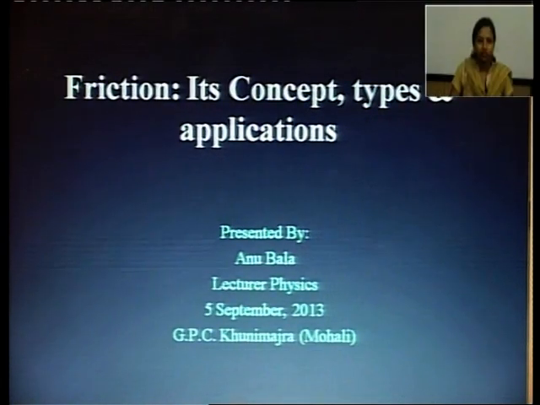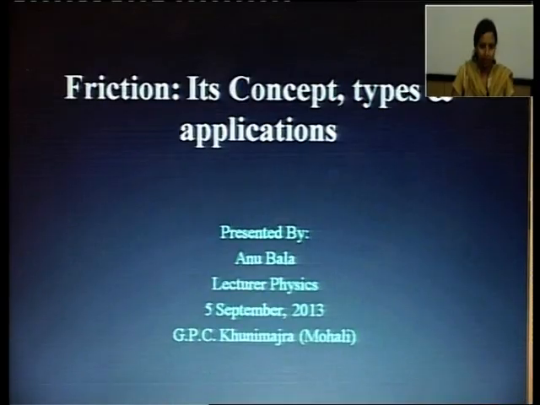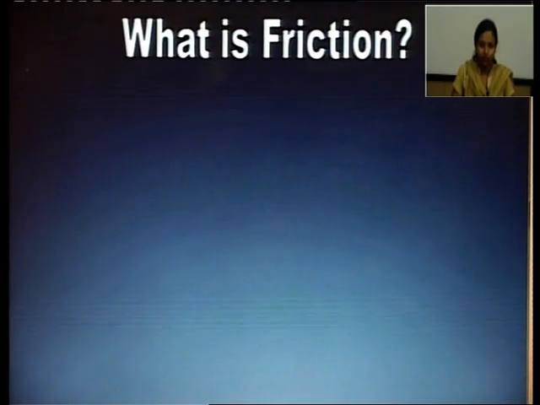Good afternoon. Today we will discuss friction, its concept, types and applications. So first we will talk about what friction is.